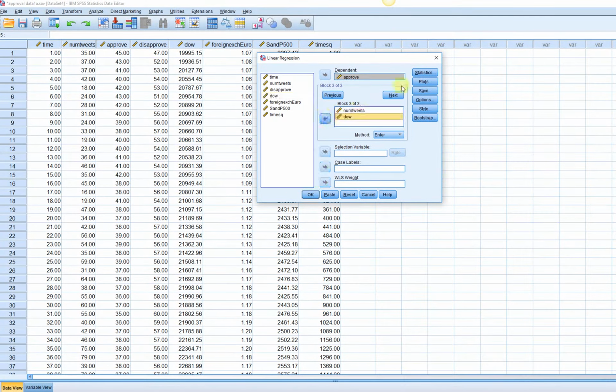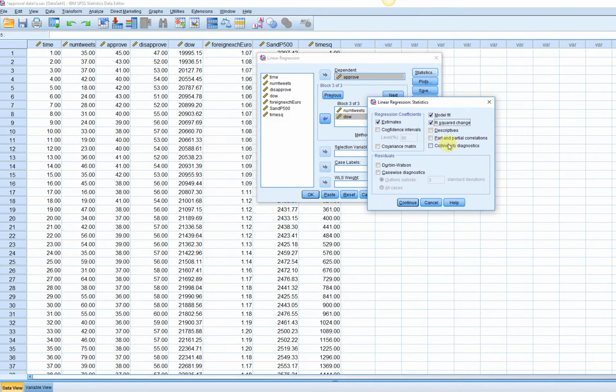Under statistics, I'll ask for R-squared and R-squared change, and also the Durbin-Watson. The Durbin-Watson is used to help evaluate whether we violate the assumption concerning the errors in the model. This is one way in which we can do this. There are other ways as well that are probably a little more modern, but we'll stick with this for right now.